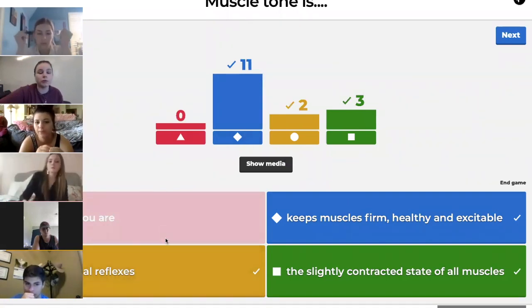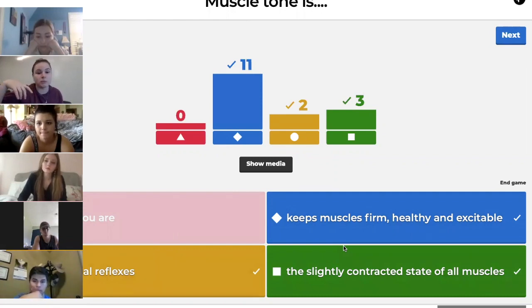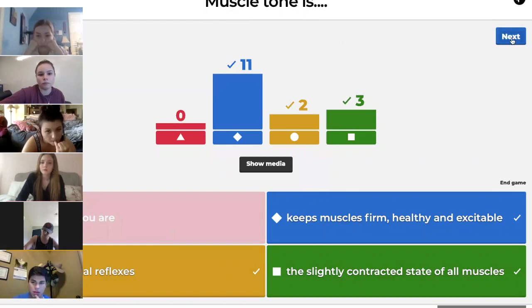Right, so it's due to spinal reflexes, right? The reflexes signal us to continue that muscle tone, right? It keeps us firm, healthy, and excitable, so that if sometimes they're being stimulated, even if they're not being used all the time. And then it's the slightly contracted state of all muscles, like your neck and your back, right? Like how your head is held up without you thinking about it or without you flexing, right? Cool, do we have any questions? Okay.